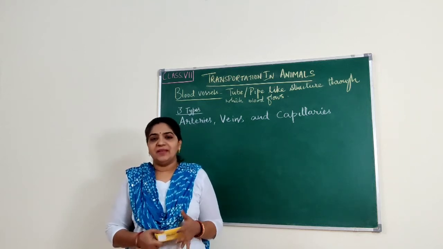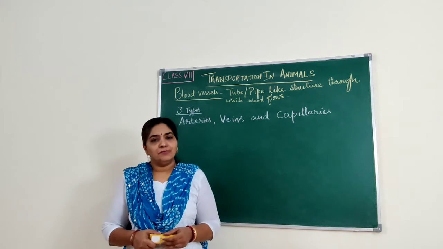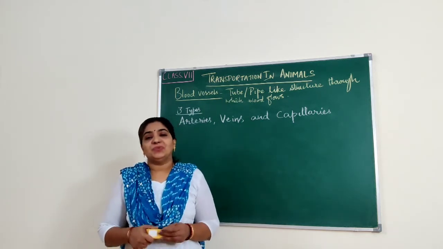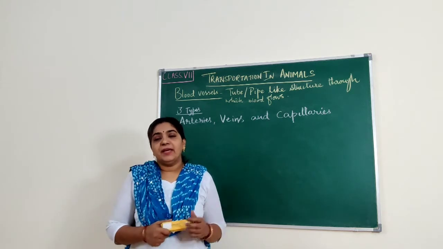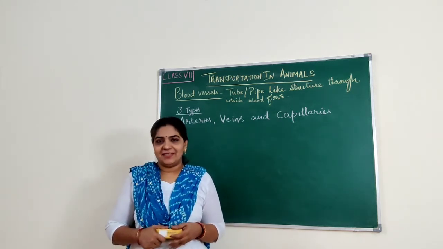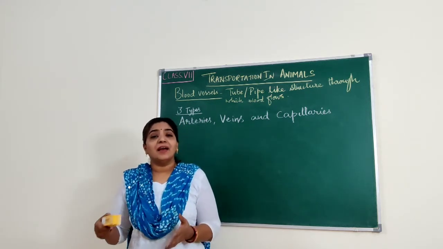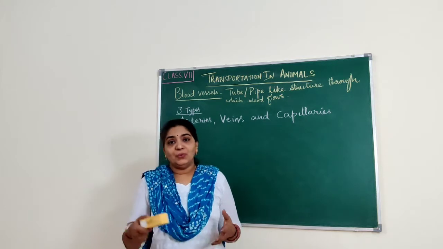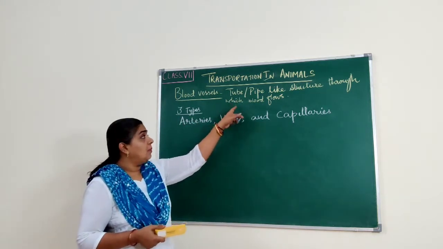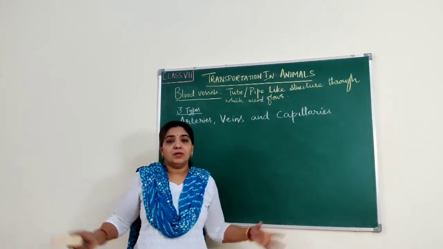Let's learn about blood vessels. We learned about blood. Blood is a fluid connective tissue. Blood flows through pipe-like or tube-like structures called blood vessels. The blood vessels help in carrying the blood through them. The blood flows through tube-like structures which are spread throughout our body.